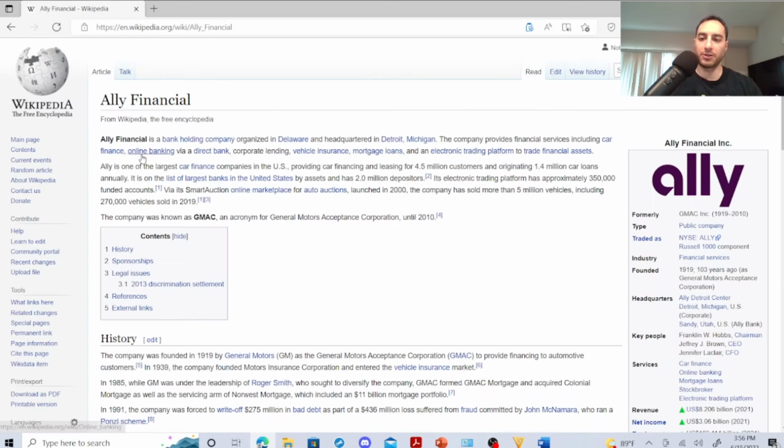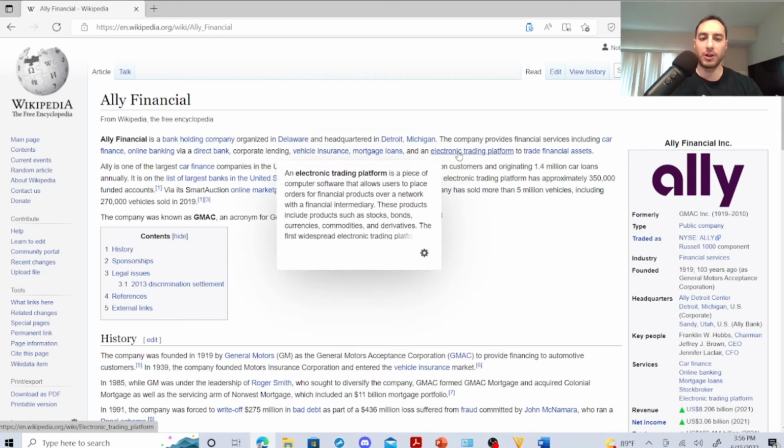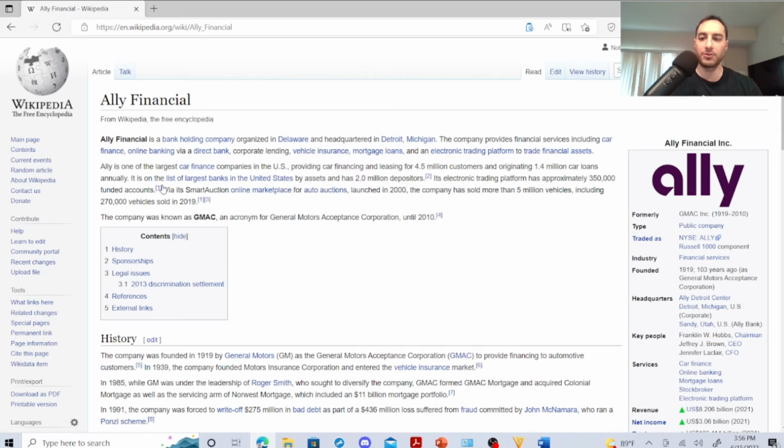So here's something about these guys. They're a bank holding company organized in Delaware, headquartered in Detroit. They provide financial services, including car finance, online banking via direct bank, corporate lending, vehicle insurance, mortgage loans, electronic trading platform, and trade financial assets.